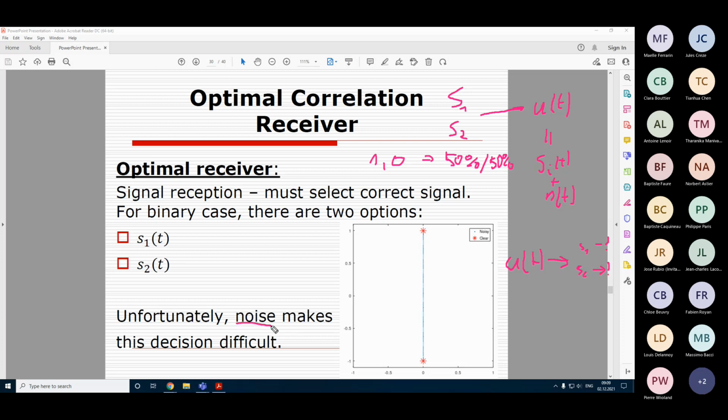But because of the noise, this is not as simple. Well, let me actually show you an example. Consider that we have S1 of this shape, and consider that we have S2, for example, of this shape. Then transmitting into the channel and adding the noise led us to the signal with this shape. And now you need to tell me, what is this? Is this S1 or is this S2?